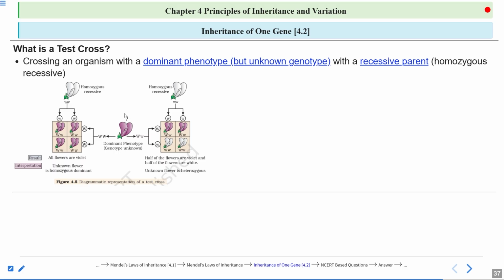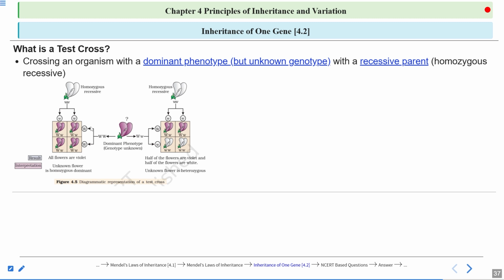Okay. So this individual has a dominant phenotype. So this individual can have two genotypes: capital W, which is homozygous dominant, or it can have the genotype capital W and small w. Now what is done? This individual with the dominant phenotype is crossed with homozygous recessive. Now let's take a look at this cross on the left hand side. If the genotype is capital W, then all the flowers will be violet here.